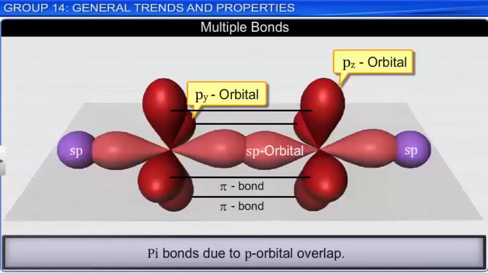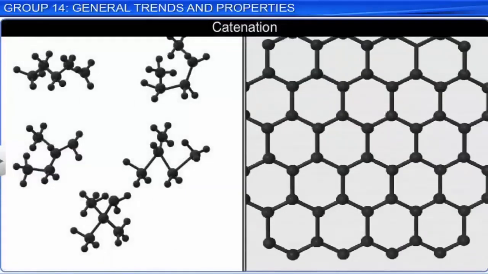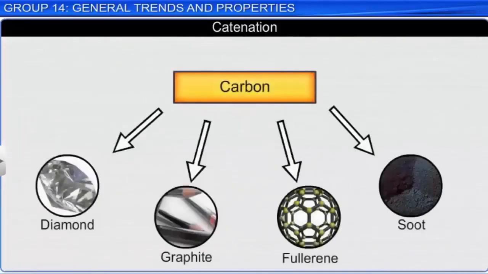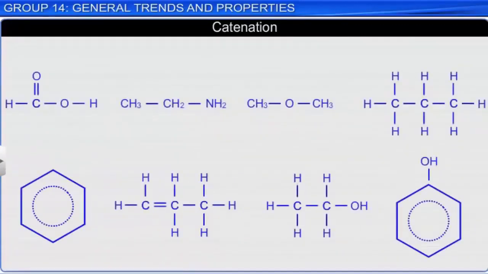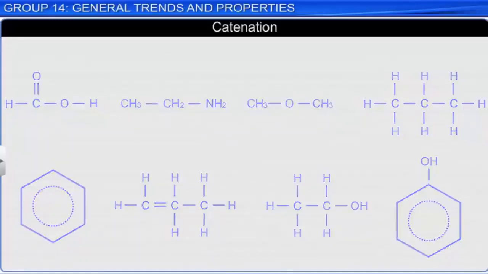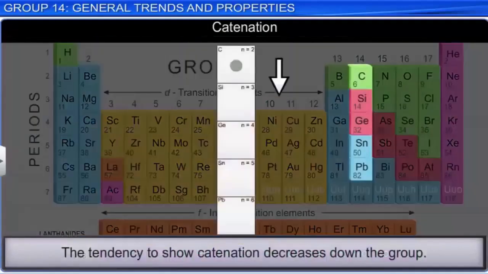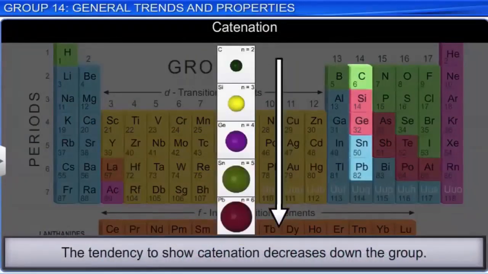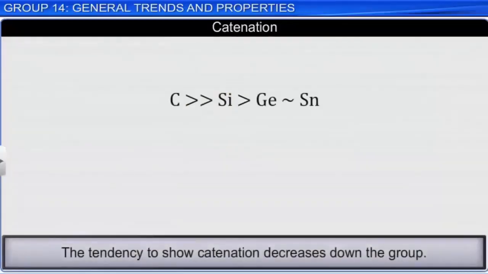Another notable property of carbon is its tendency to covalently link with other carbon atoms to form chains and rings. This is called catenation. The carbon-carbon bonds are very strong. As a result, elemental carbon exists in several allotropes, and organic compounds have a wide variety of possible structures. The tendency to show catenation decreases down the group. Silicon shows a lesser ability for catenation than carbon, followed by germanium and tin. Lead does not exhibit any catenation.